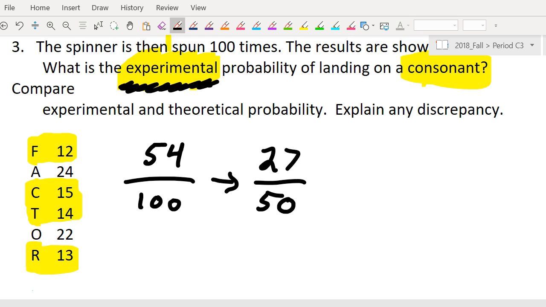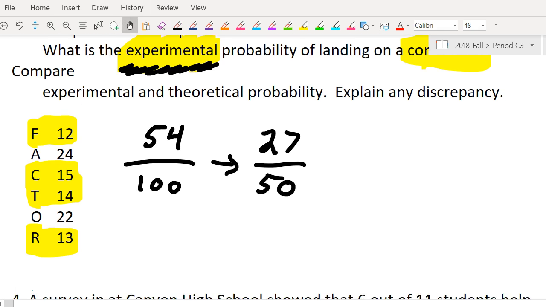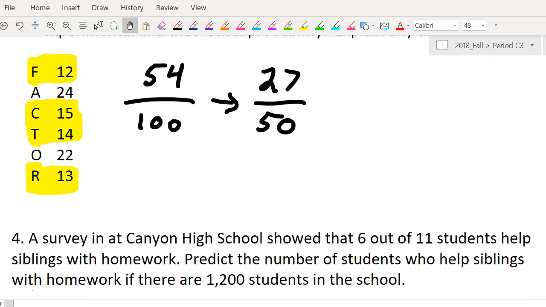2/3. It's 2/3 still, because the theoretical probability would not use the experiment. It would not use the data. Tricky McTrickster! Okay, did everybody write this down? Everybody good? Okay.